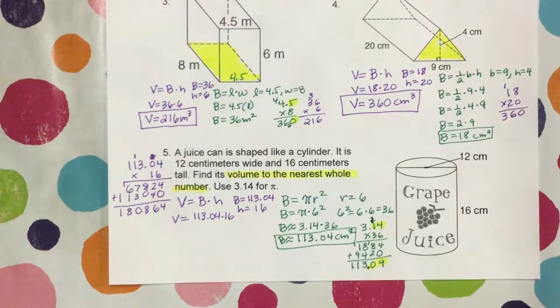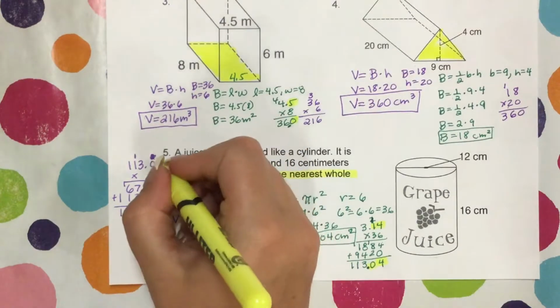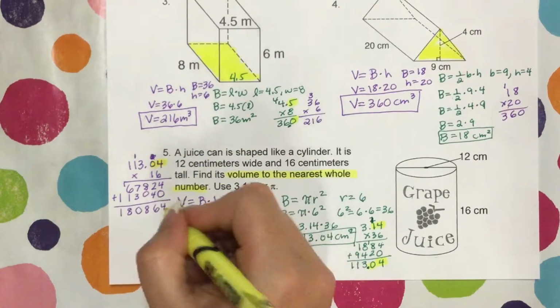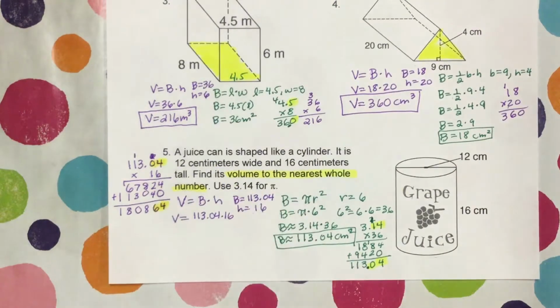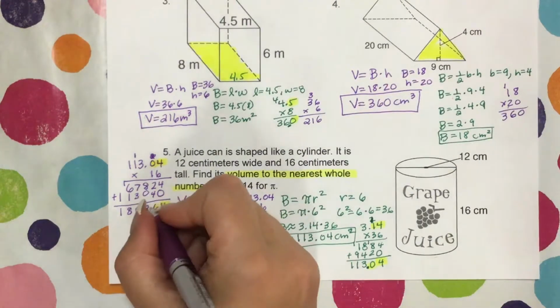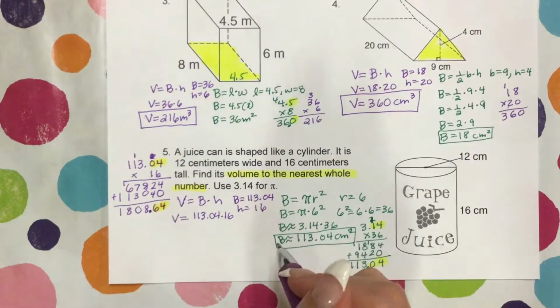So we need to figure out where to put the decimal. And up here, there are 2 decimal places. That means in our answer, there needs to be 2 decimal places. So this is where I put the decimal right there.